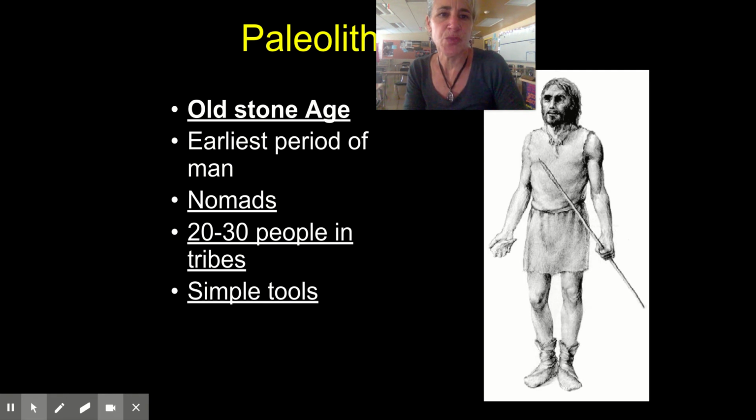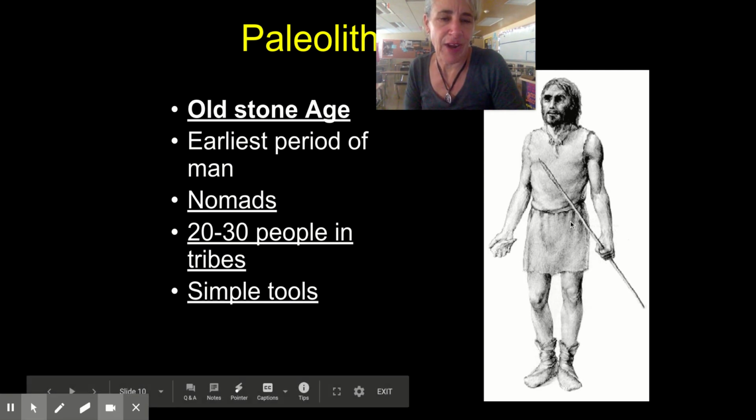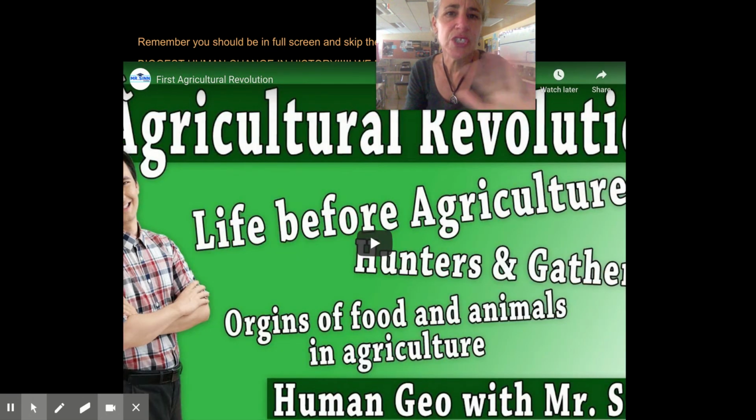Now we look at a change. We go from being hunter-gatherers, right? Everybody was in small tribes moving around. And then something huge happens. And this is the agricultural revolution. The first agricultural revolution. We actually go through 3 big series of these.